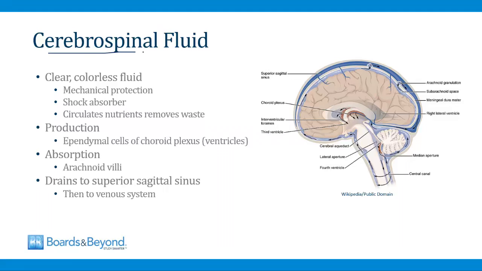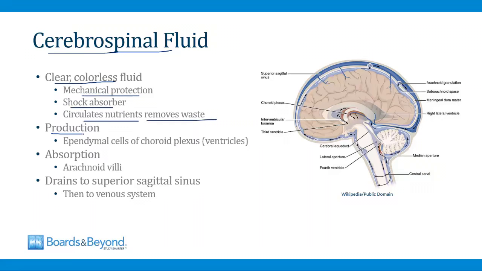Let's talk briefly about cerebrospinal fluid. CSF is a clear, colorless fluid that fills the ventricles and fills the central canal of the spinal cord. It serves a couple of purposes. It provides some mechanical protection and is a shock absorber. It also circulates nutrients and removes waste.